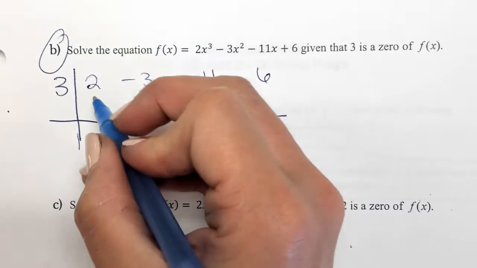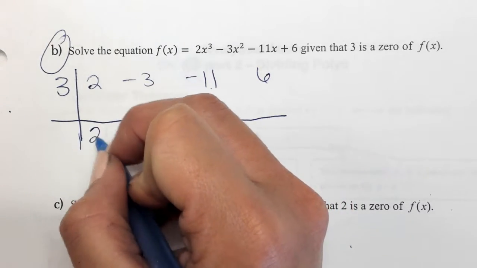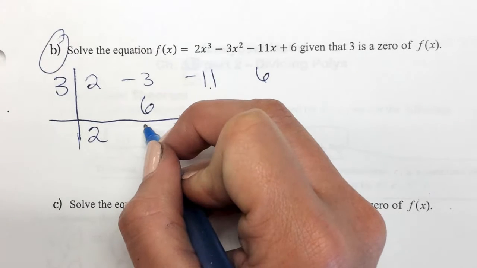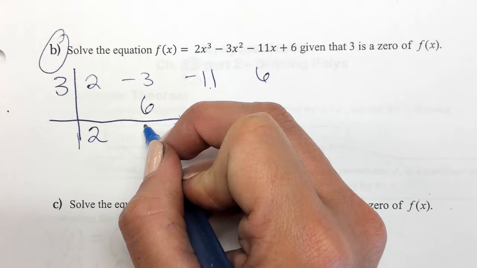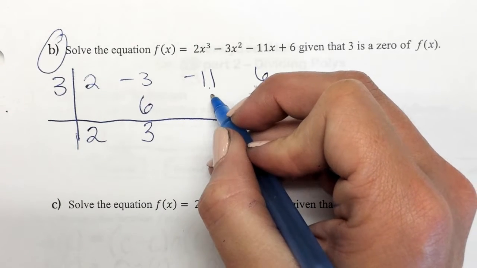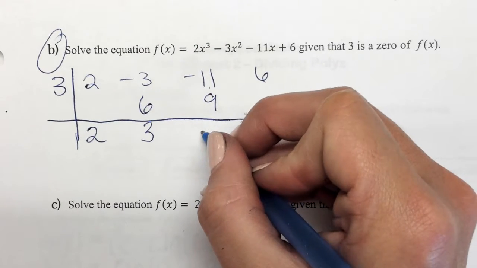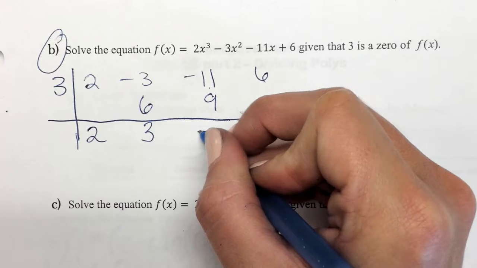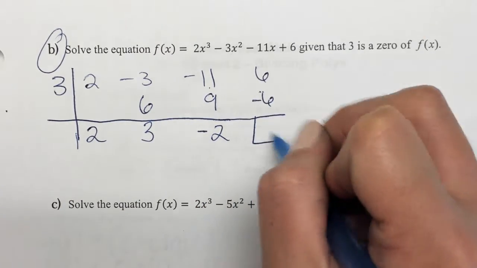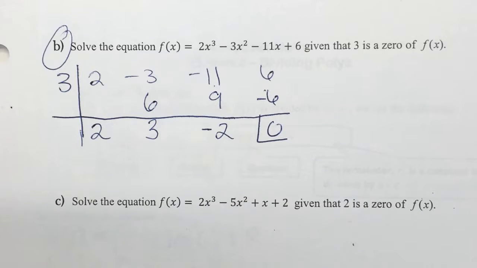Alright, Mackenzie, what's going to go right here? Alright, Solomon right here. 6. Katie right here. Good. Jalen right here. 9. Alright, Camden right here. Victor right here. -6. Very good. So remainder 0, just like it should be.